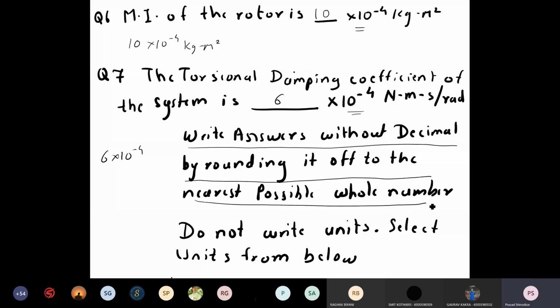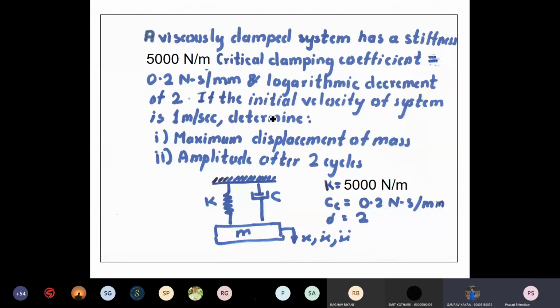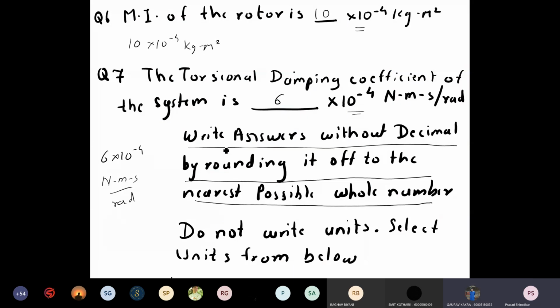Is that clear to all? That is Newton meter second per. Okay. Gaurav, is that clear to all? Yes, sir. Okay, so enter the values. And this will be your last question for the quiz, and then you can submit the quiz.